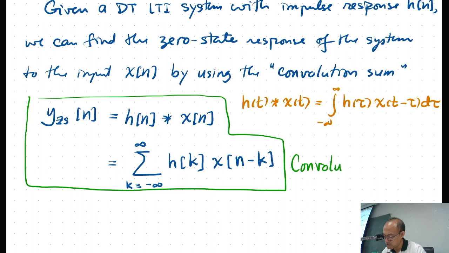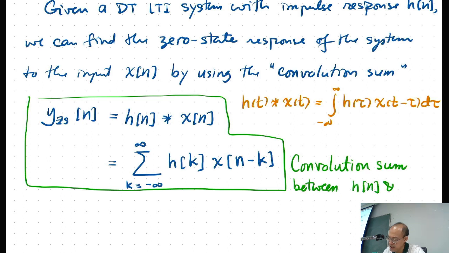Convolution sum. We're going to use this definition to find the zero state response of a linear time invariant system to any input x. Convolution sum between h[n] and x[n].